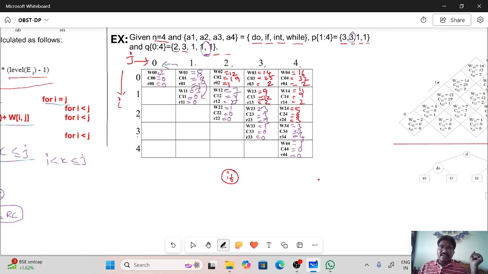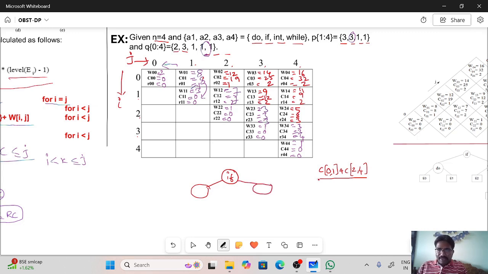So what is this k value? 2. So if k is 2, what is the left side? The actual equation: cost of, what is our i? 0. What is our j? 4. Nothing but i is 0, k is 2, so cost of 0, 1 plus cost of k is 2, 4, j. So our equation for this is this one. That means for the left side I want to find, and for the right side I want to find.